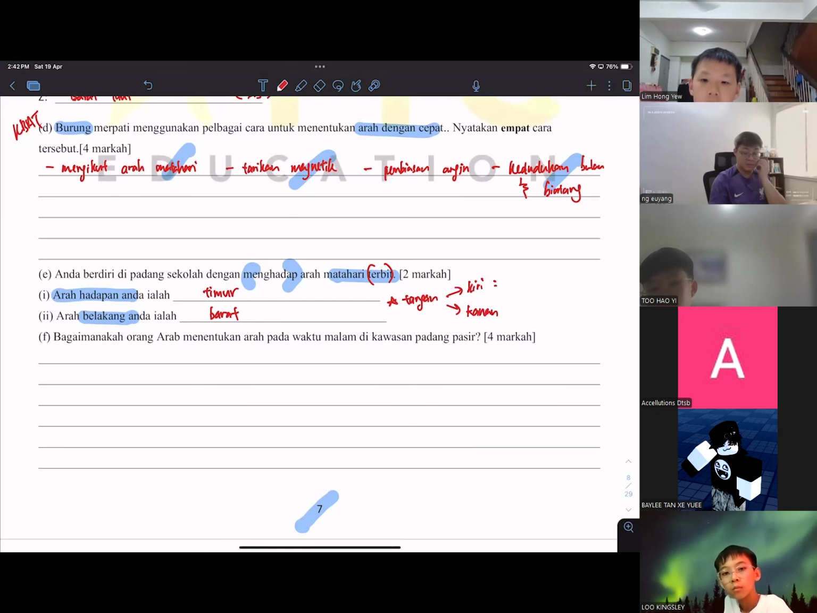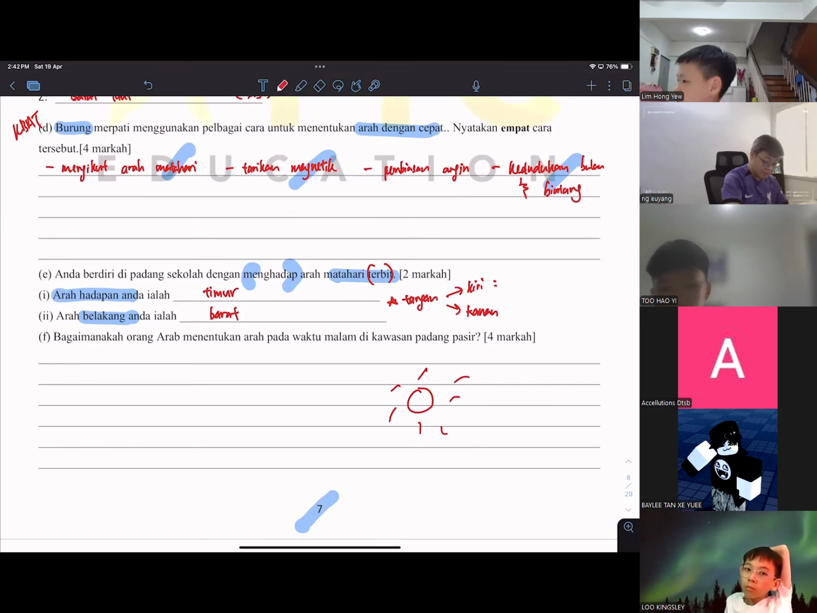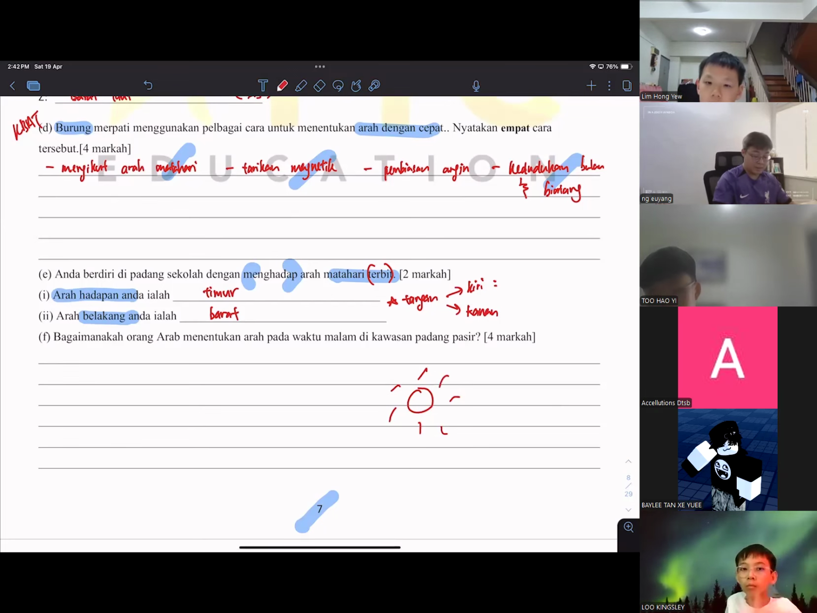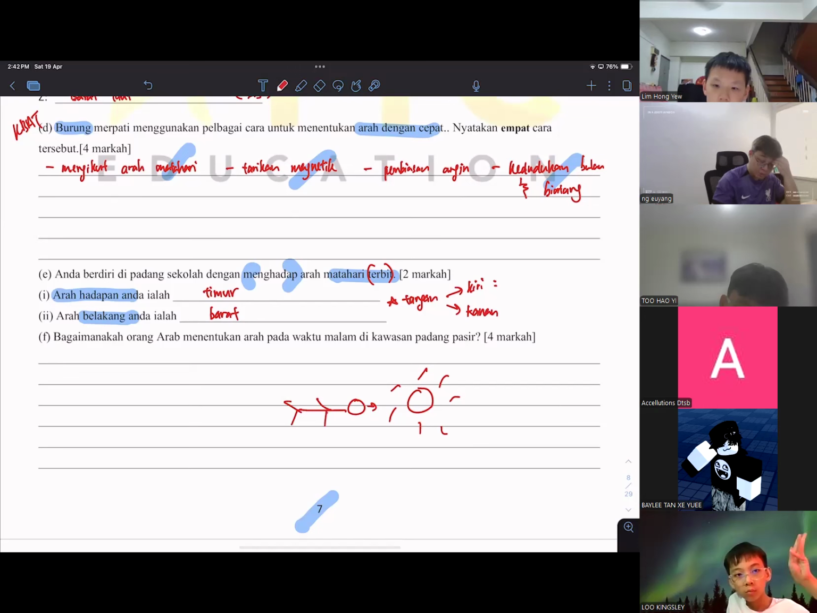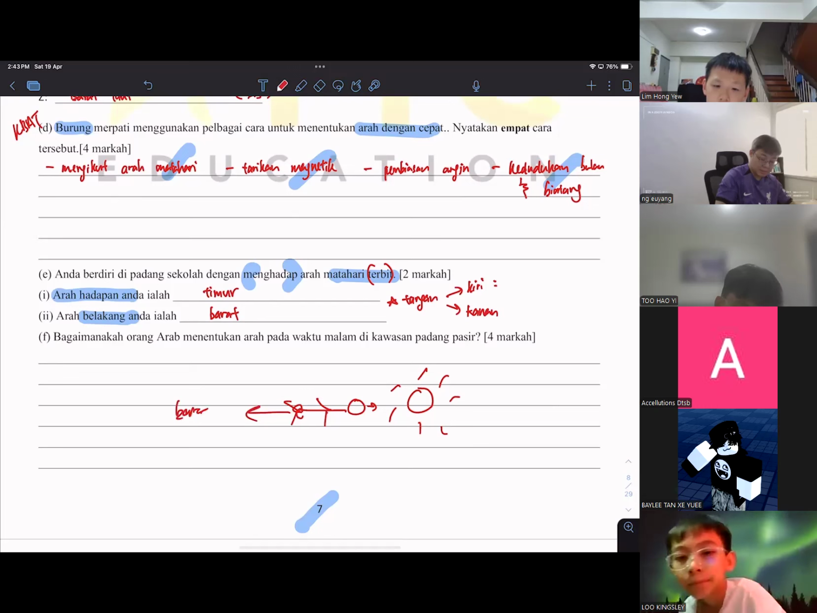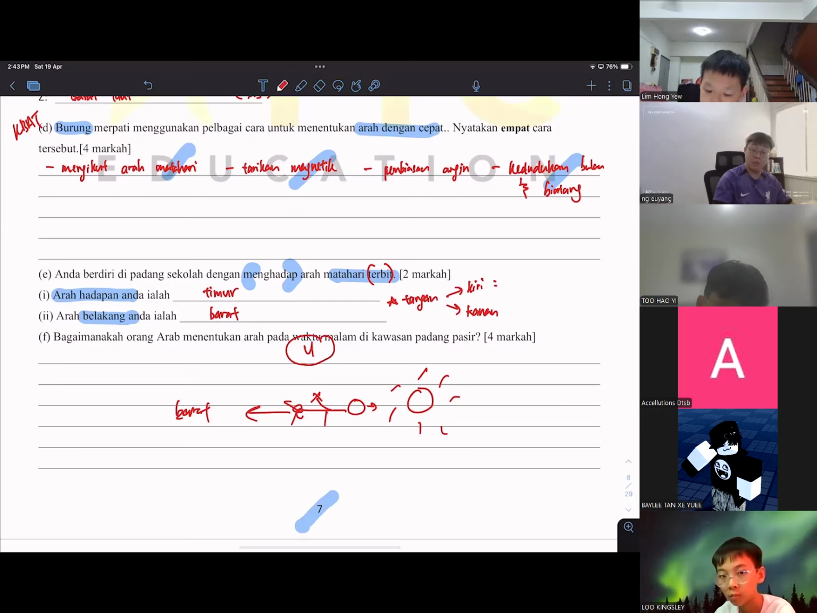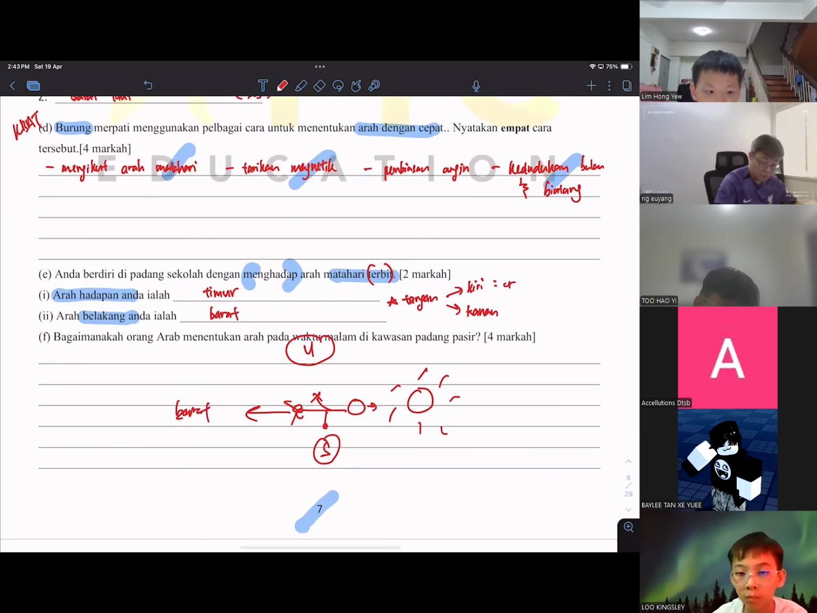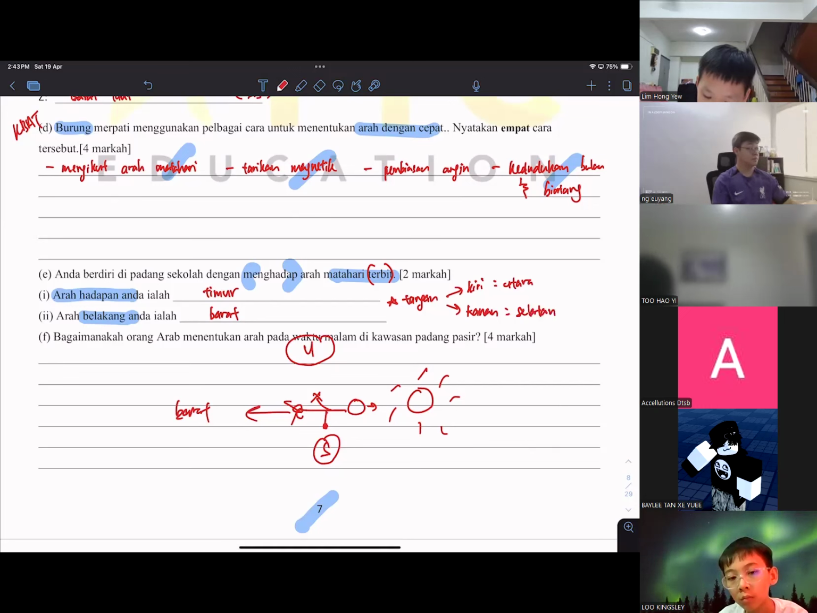So tangan kiri is, so just assume that this is the sun. Okay, so just as I draw right the stickman. So stickman is watching facing to the sun. So his butt belakang is facing to the west barat. So which means his left hand pointing to the north, and then his right hand is pointing to the south. So tangan kiri utara. So tangan kanan selatan. Okay, no problem.